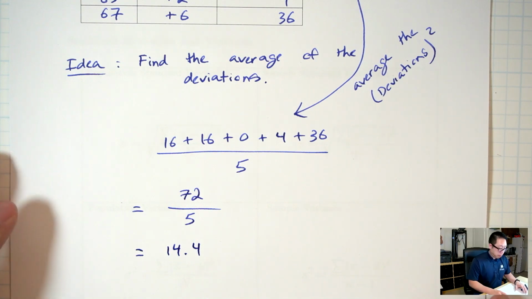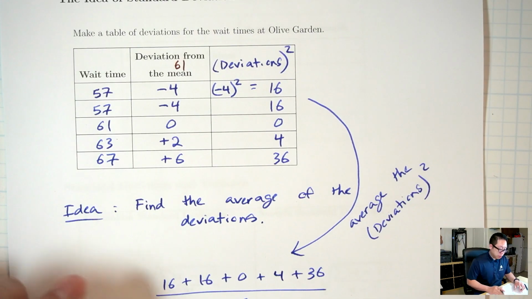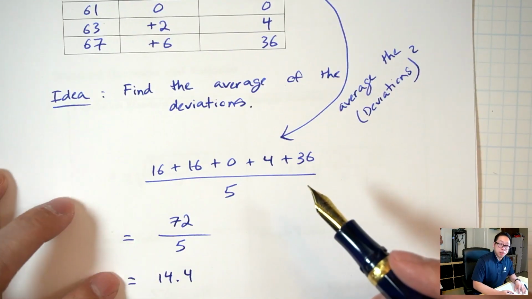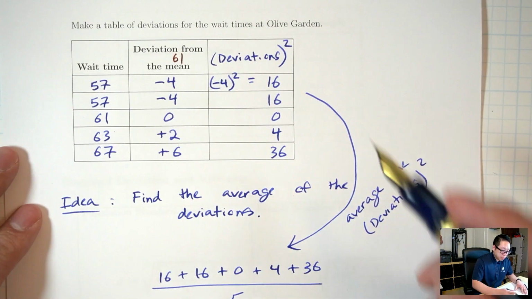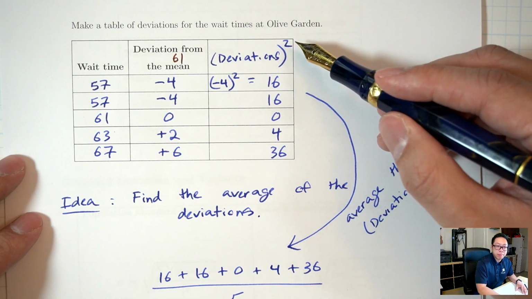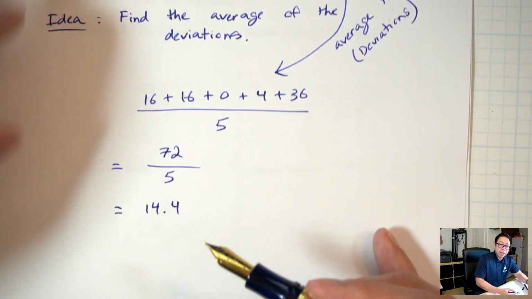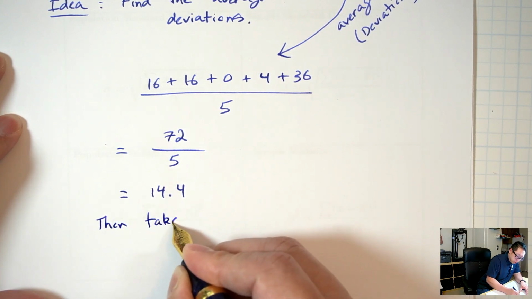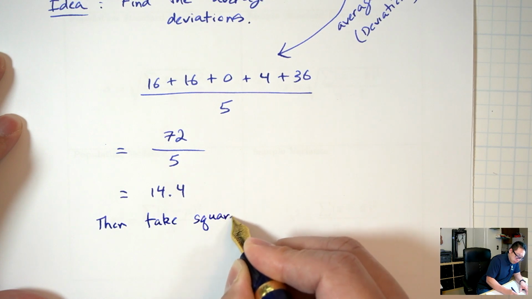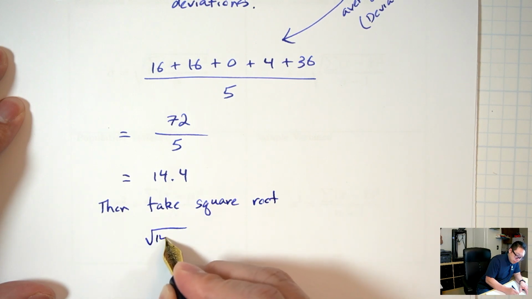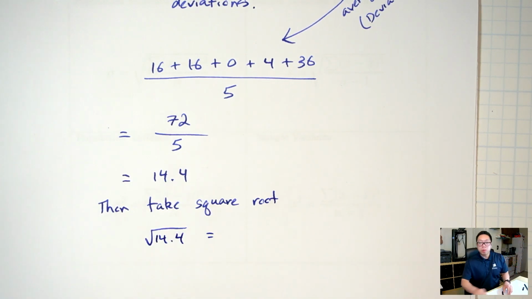Now, I'm not done, okay? Remember, what I really wanted was the average of the regular deviations. But instead, I squared them, and then I took the average. So what I want to do now is get rid of the square. In algebra, if you have something that's squared, how do you undo a square? You take the square root, okay? And that's exactly what I'm going to do next. So take the square root of 14.4.